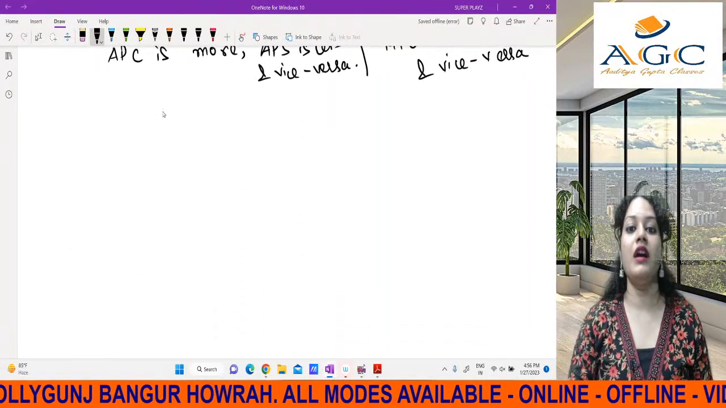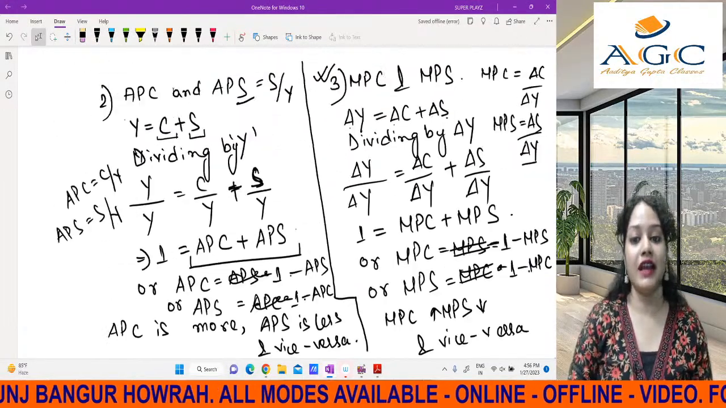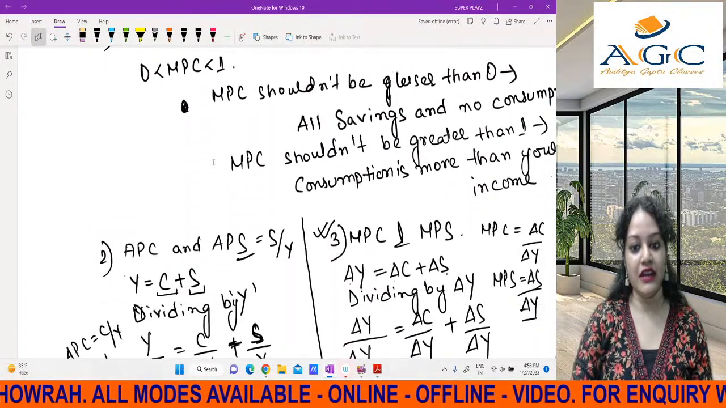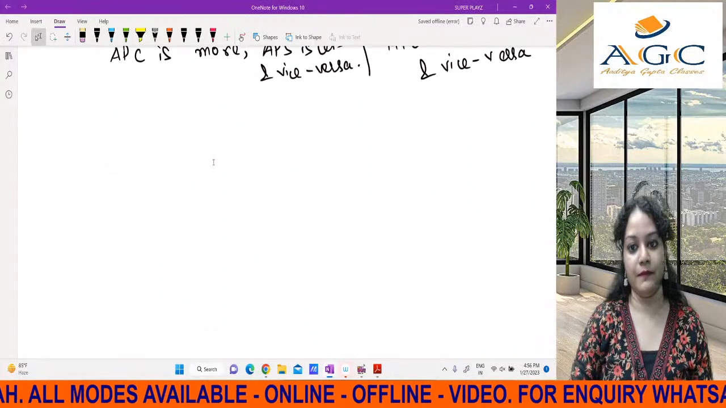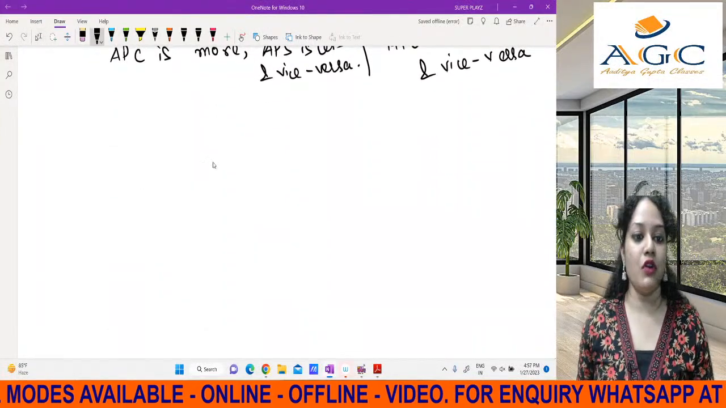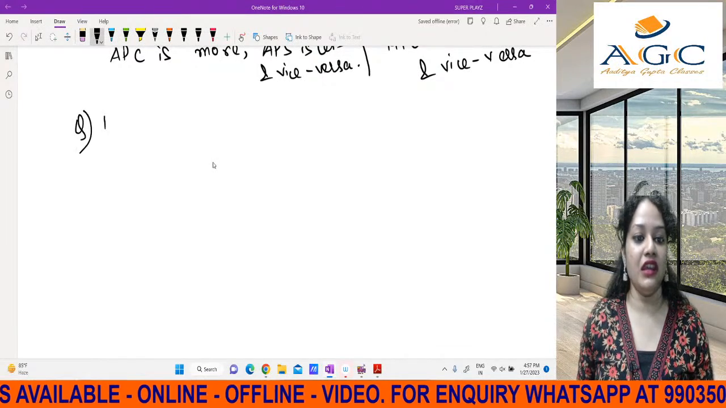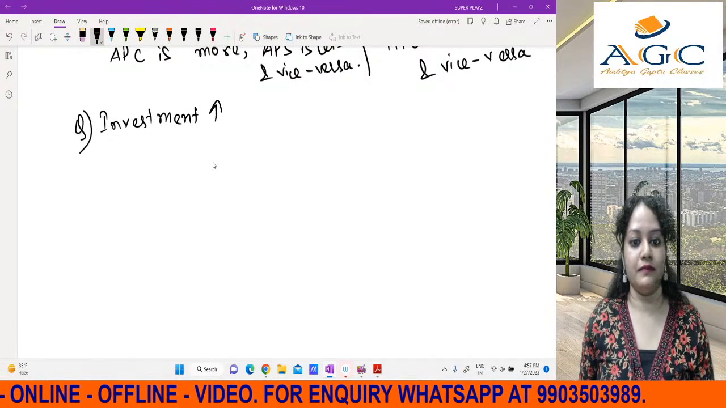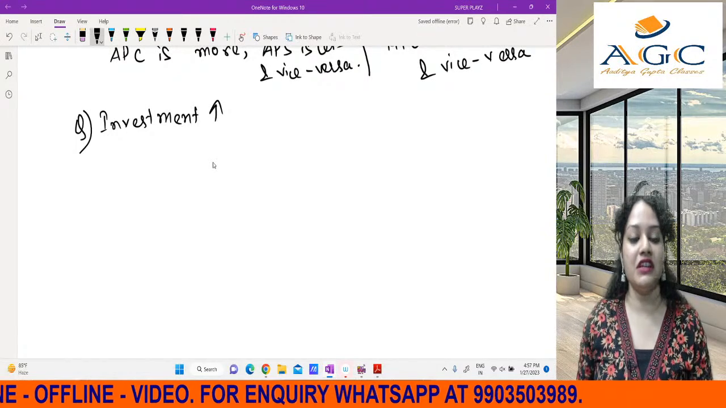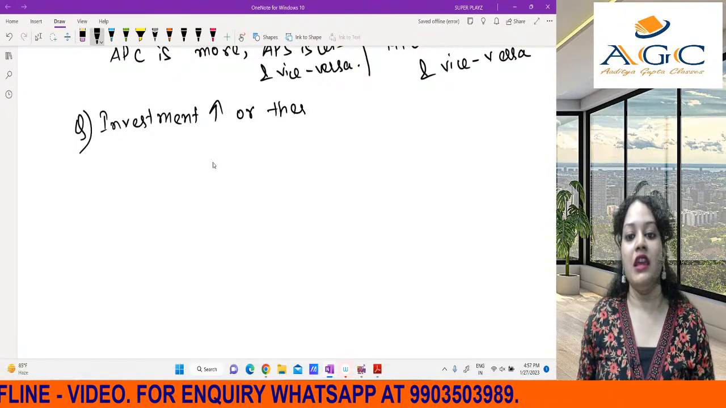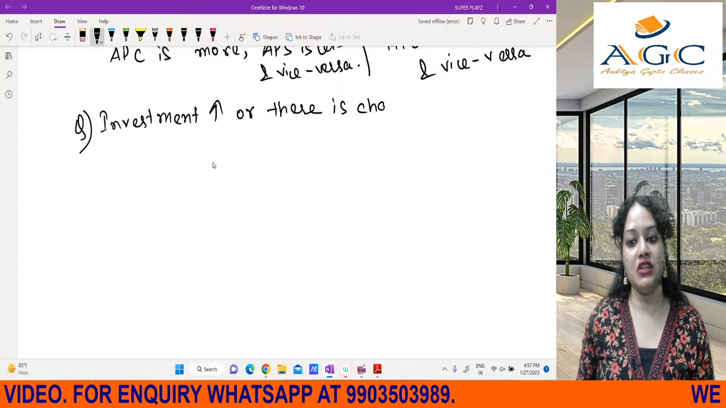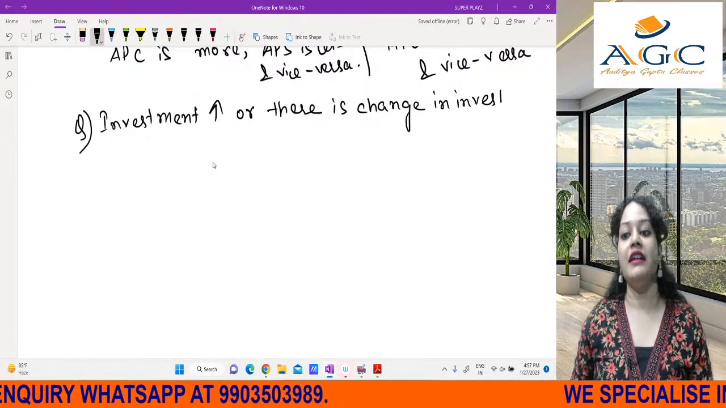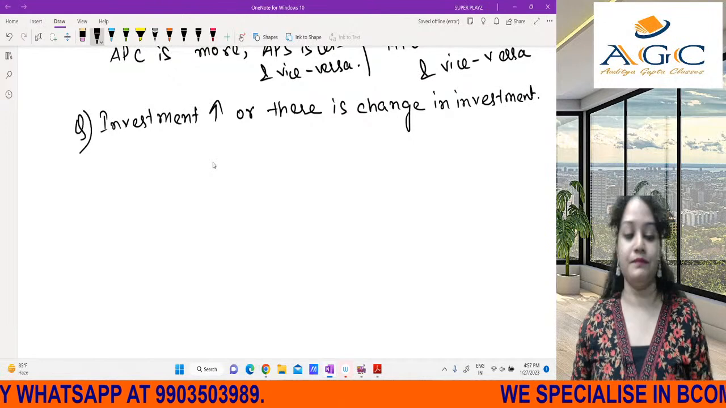Okay. Now another diagram which is important, and it is related to this one. If this one is clear, then this diagram that we will be doing now would be clear to you as well. Now see, the question can be, if your investment is increasing, right? If your investment is increasing or there is a change in your investment. If in the question it is written, if there is a change in investment, you have to talk about both the increase and decrease, and you have to draw both the diagrams separately.